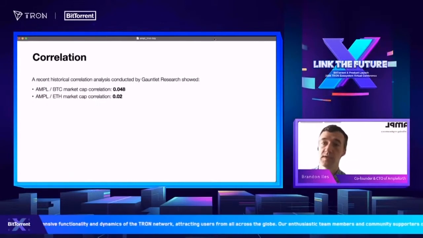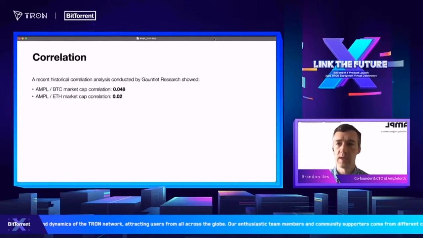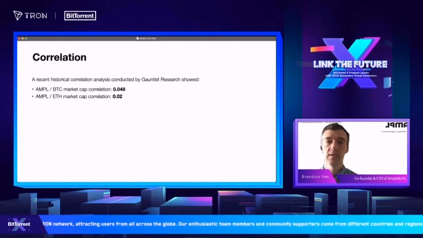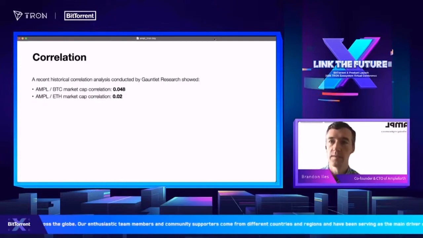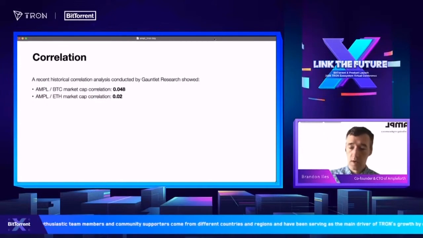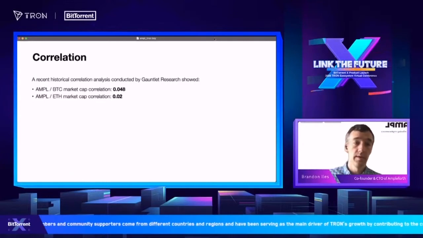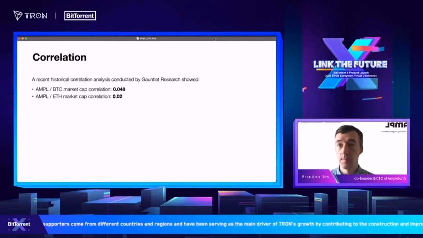And so this is what we spent most of our second white paper exploring. We wrote this before launch. AMPL has been launched since the summer of 2019. And since then, it has definitely played out that way. The correlation has been very low.